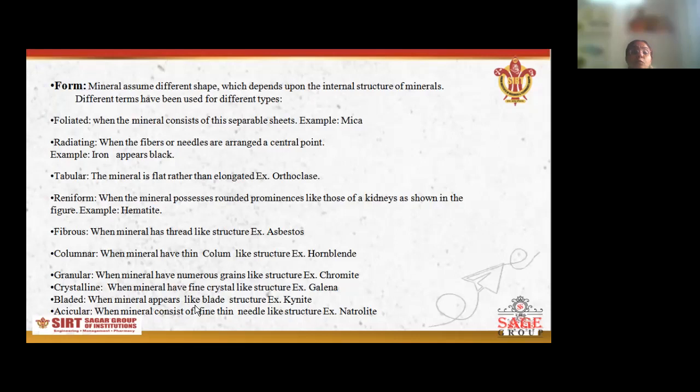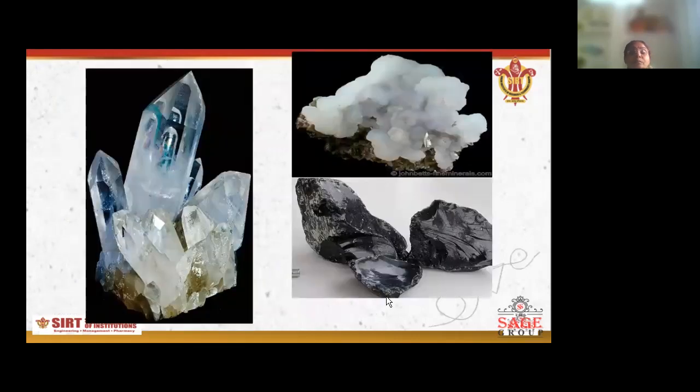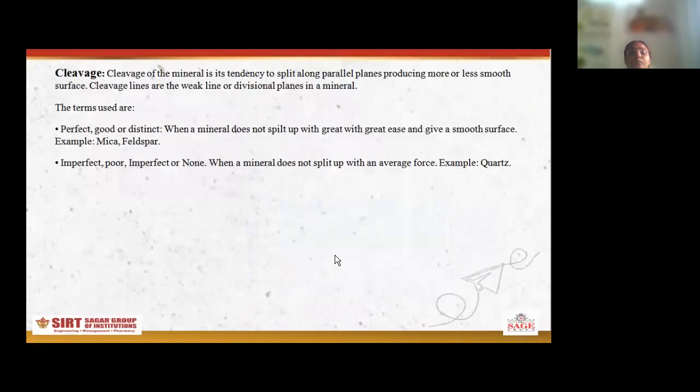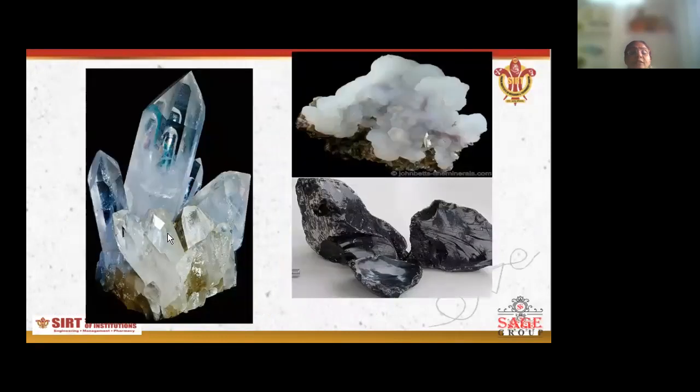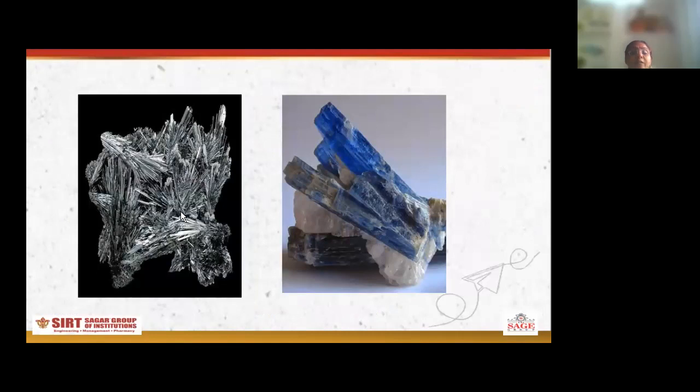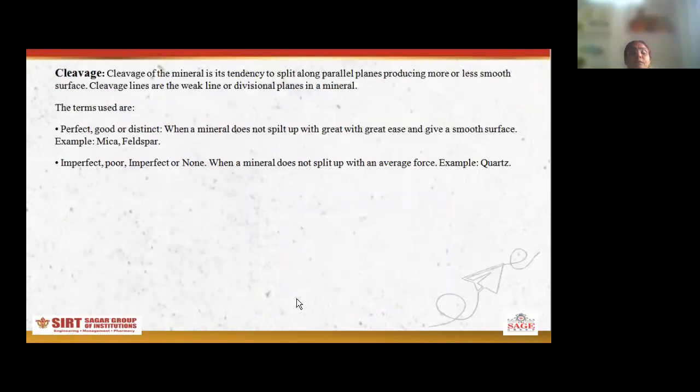So many different types of forms are found in nature. These are all forms. These are the crystals. This is the acicular form, you can see here. And this is the flat tabular form.